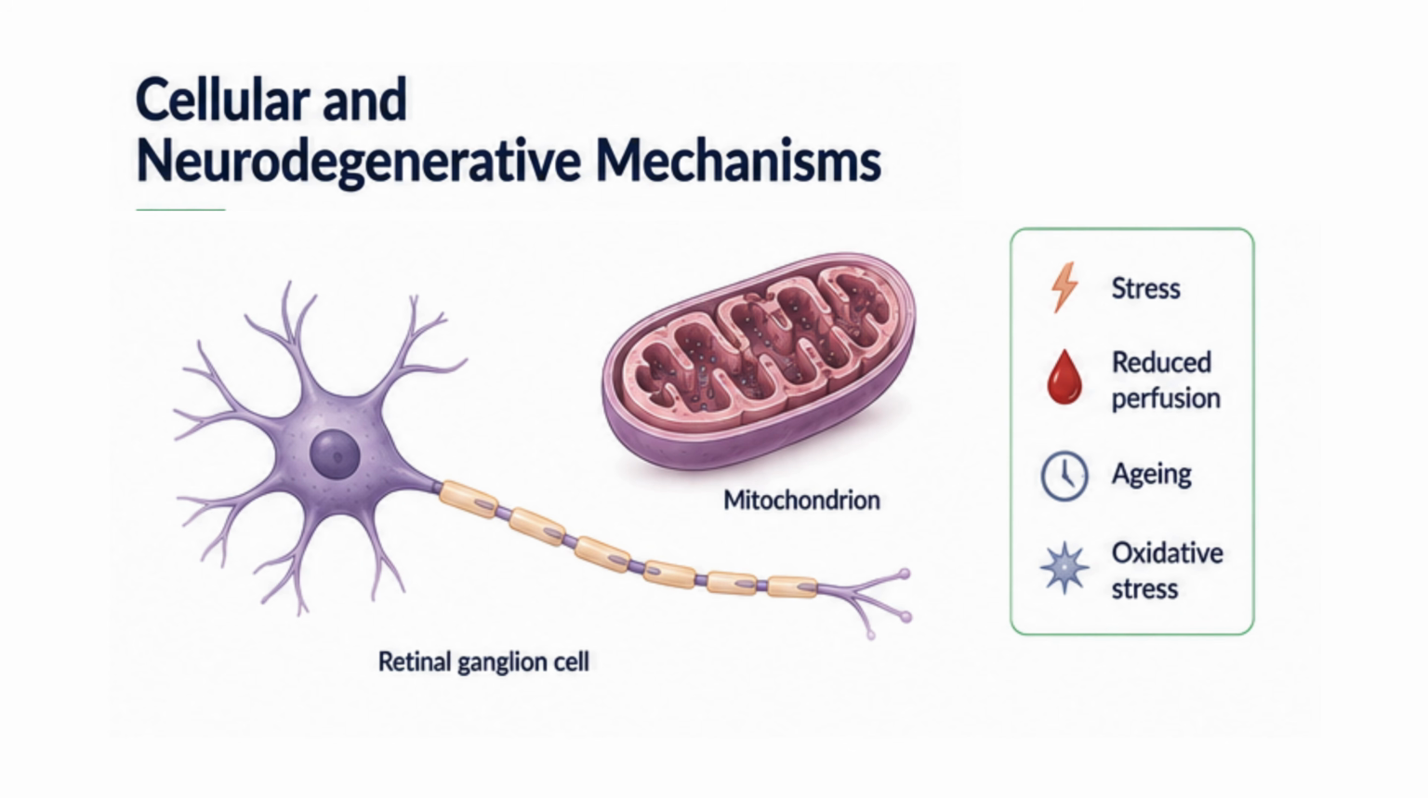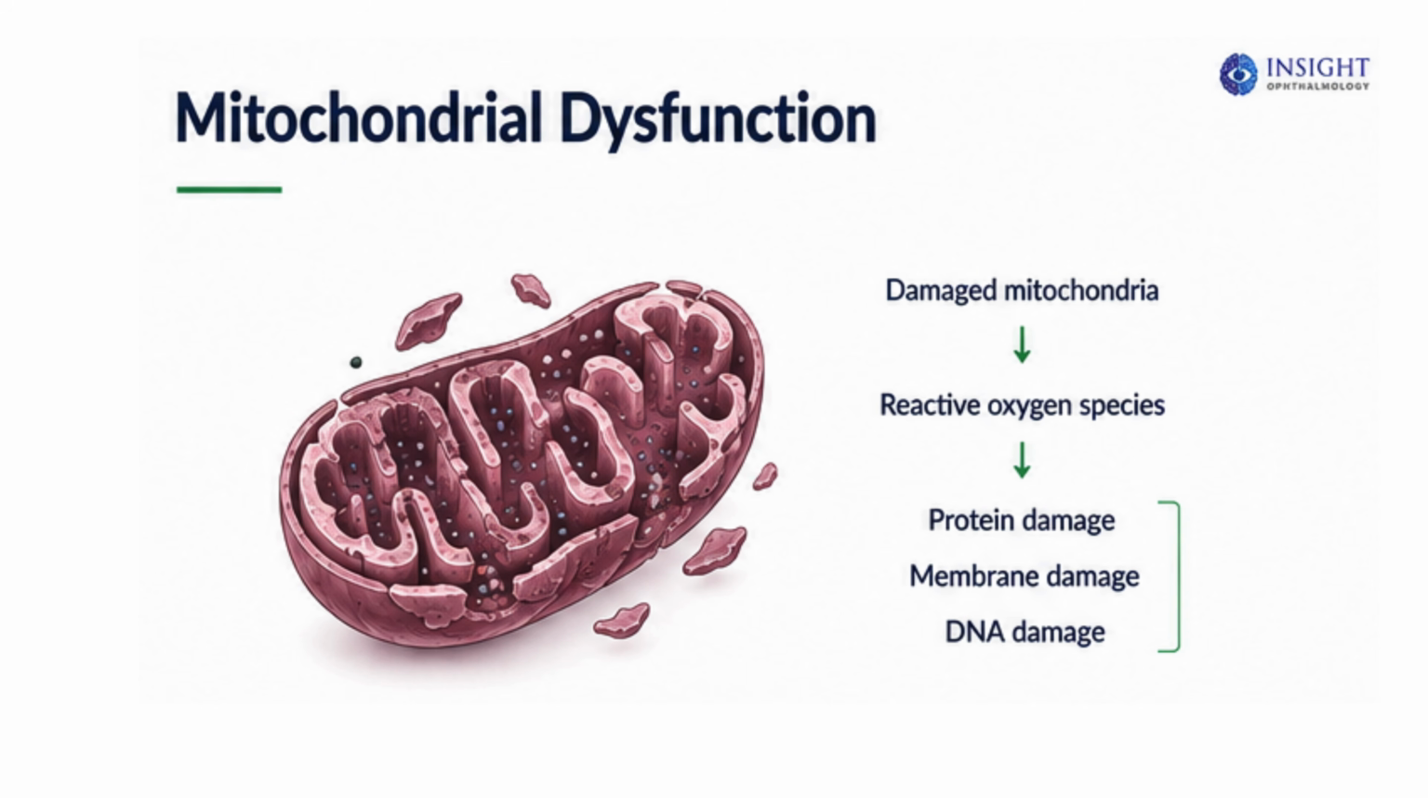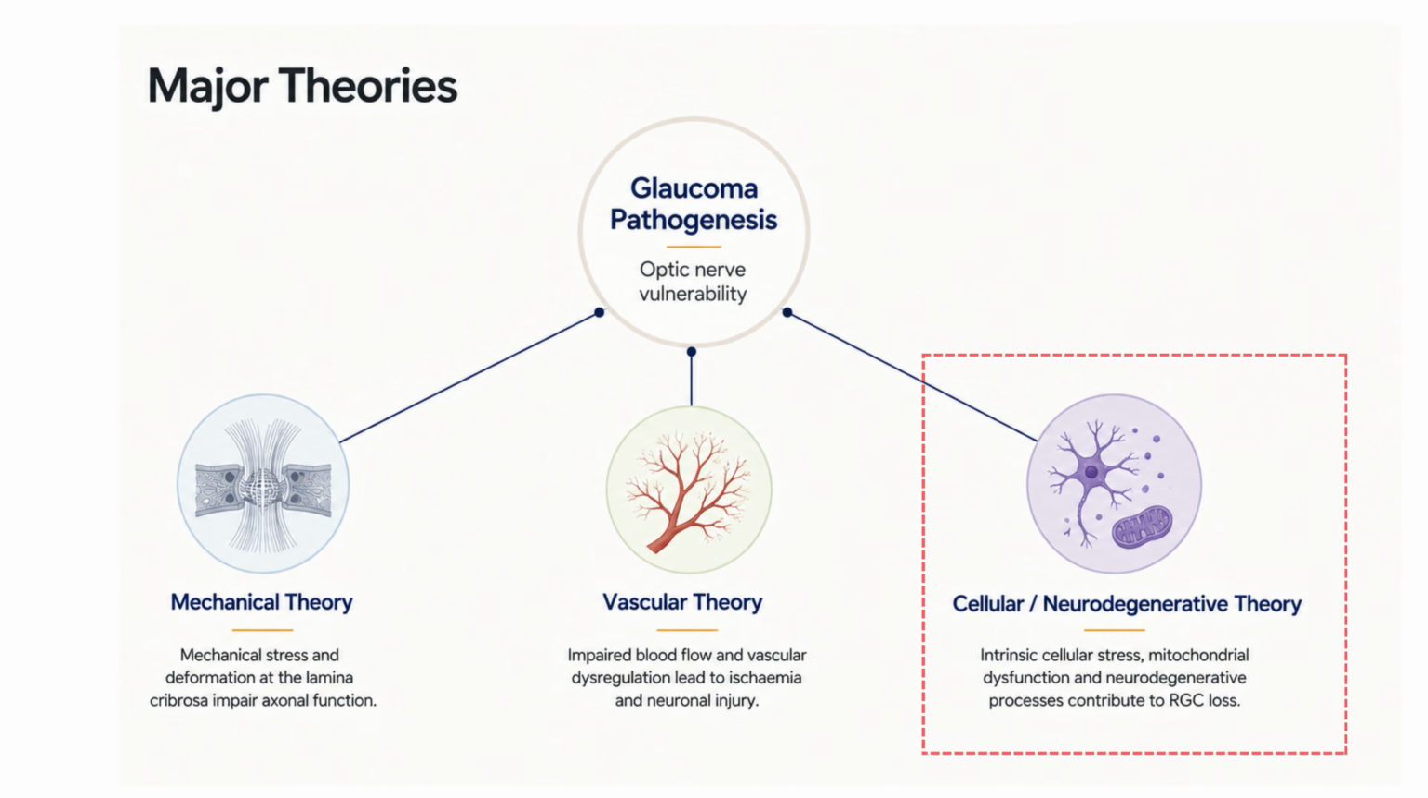And once the mitochondria stop working efficiently, the cell produces less energy and may generate more reactive oxygen species. These reactive oxygen species can further damage the proteins, cell membranes, and DNA of the cell, and therefore the retinal ganglion cell now struggles to survive. This is known as the cellular or the neurodegenerative theory.